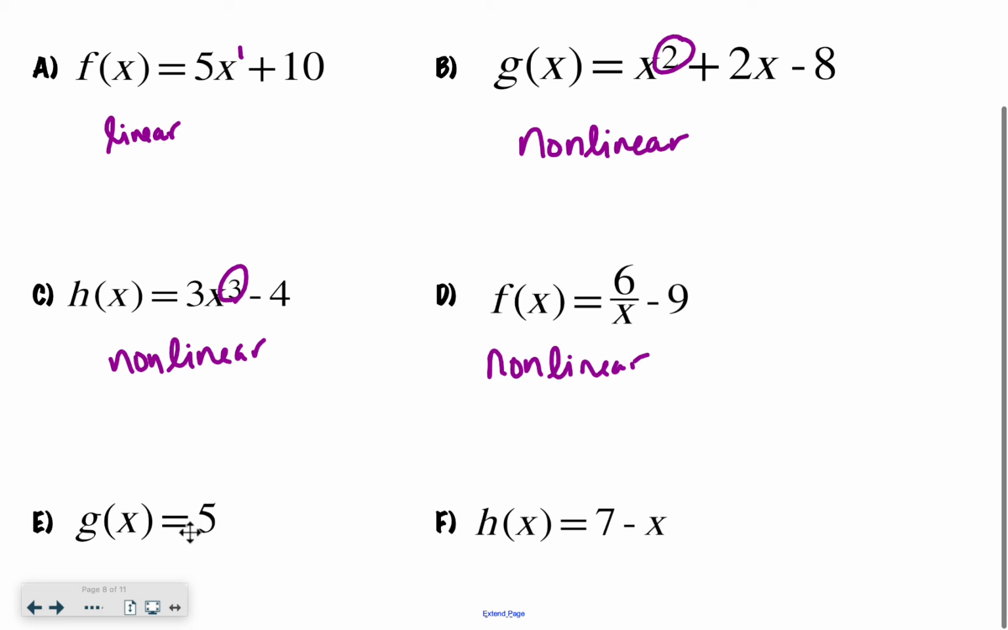G of x equals 5. So there's no variable this time. Even though there's no variable, this is considered a linear graph because we don't have an exponent that's different than 1 for a variable, and we are not dividing by a variable, so it's linear. All right, h of x equals 7 minus x. This time our variable is negative, but that doesn't change anything. It still has an exponent of 1, so this is linear.